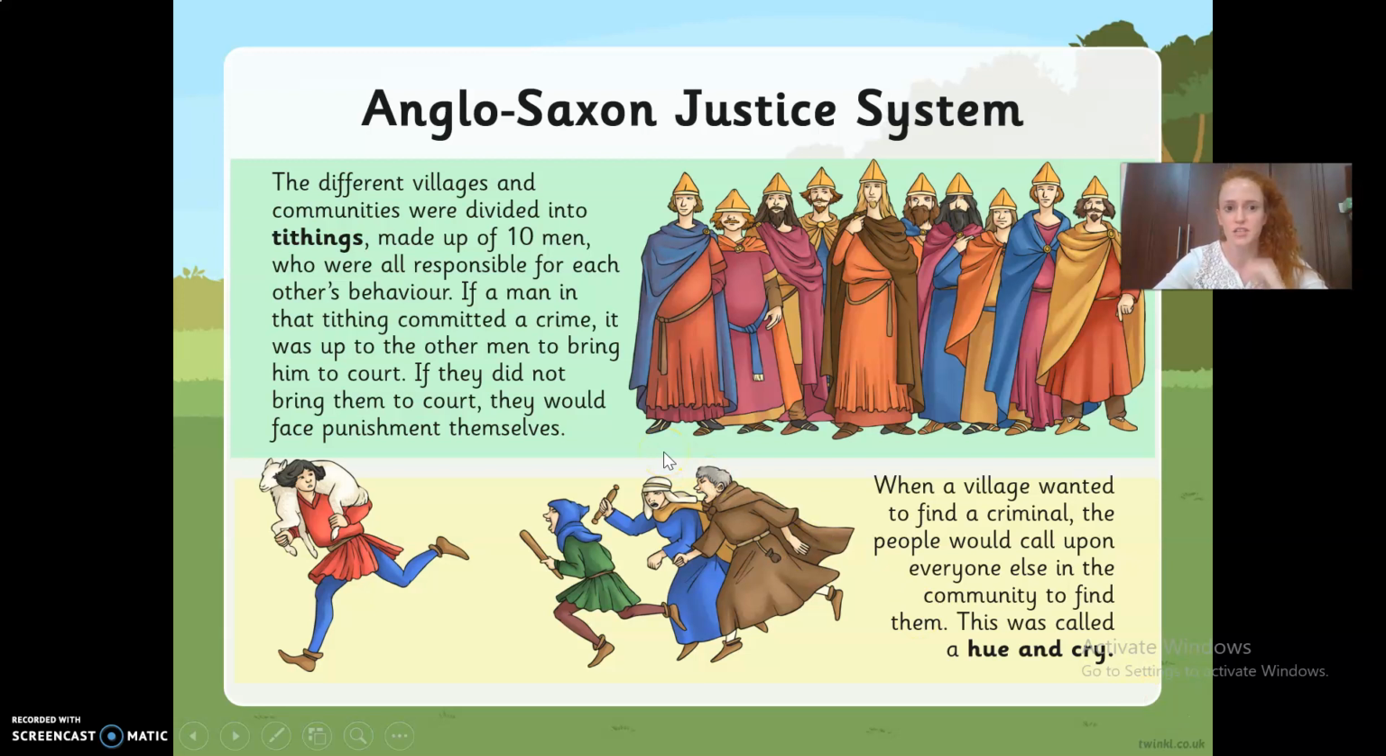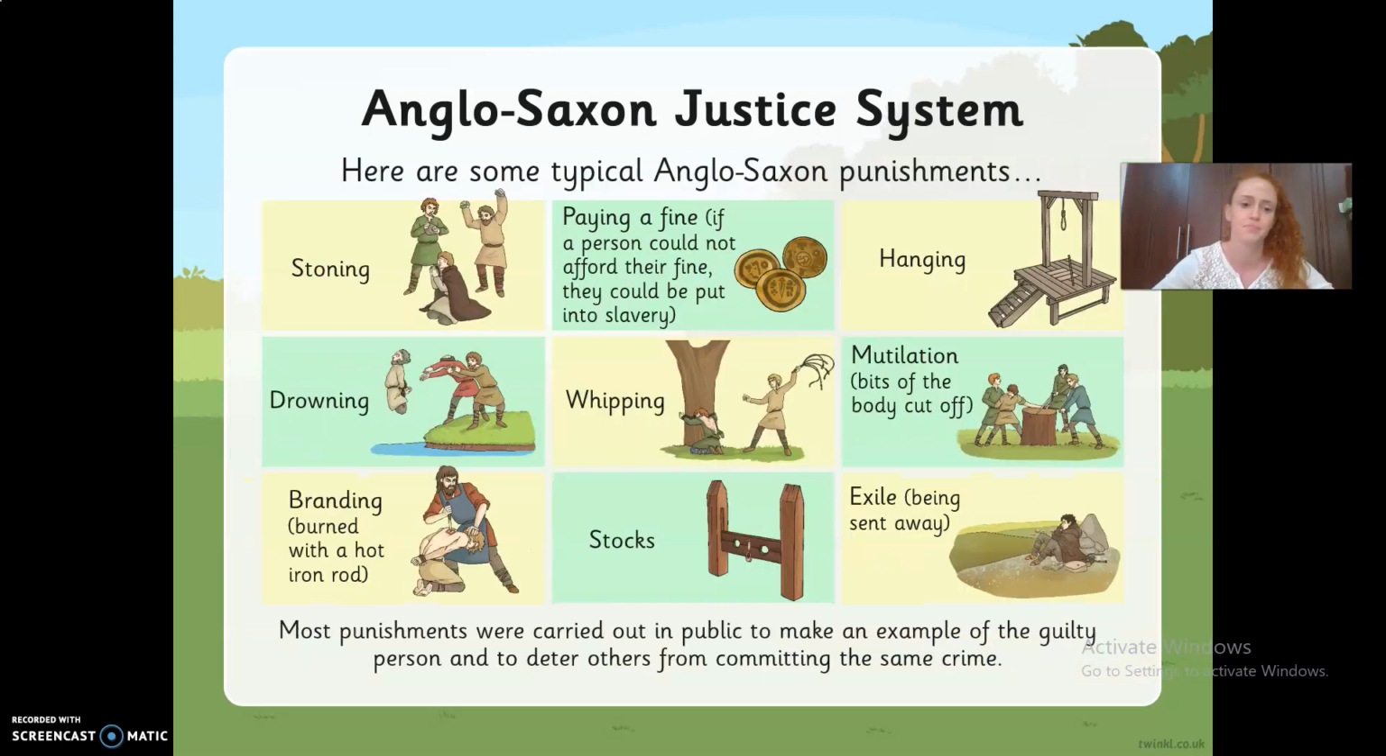So the different villages and communities were divided into tithings made up of 10 men who were all responsible for each other's behavior. If a man in that tithing committed a crime, it was up to the other men to bring him to court. If they did not bring him to court, they would face punishment themselves. When a village wanted to find a criminal, the people would call upon everyone else in the community to find them. This was called a hue and cry.